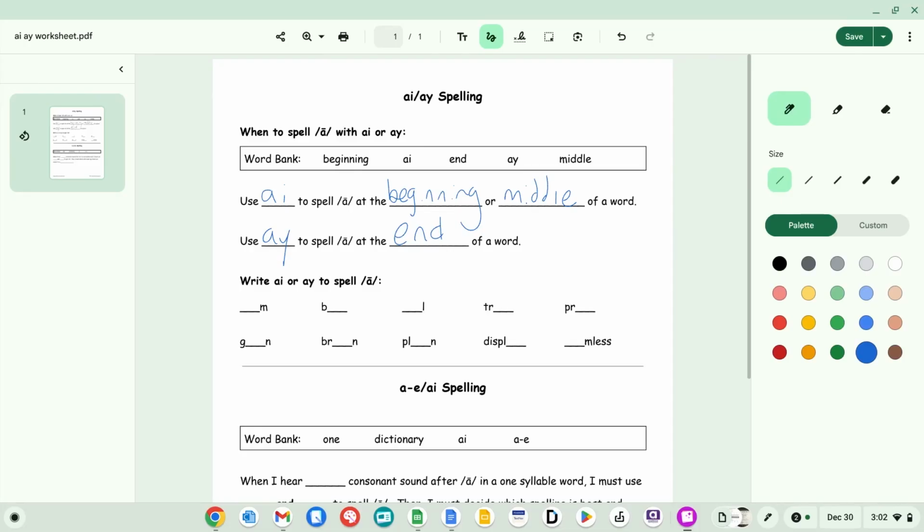So then, once I've already taught my students AI and AY spelling, what I'm going to want them to do is try to differentiate: when do I use AI, when do I use AY, when they're spelling words. So for example, down here we're going to say write AI or AY to spell A. So this first one would be aim.